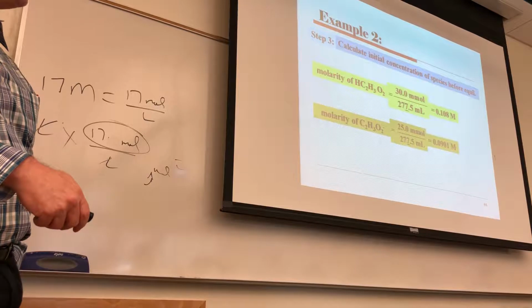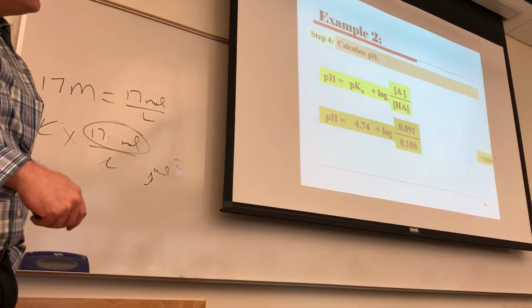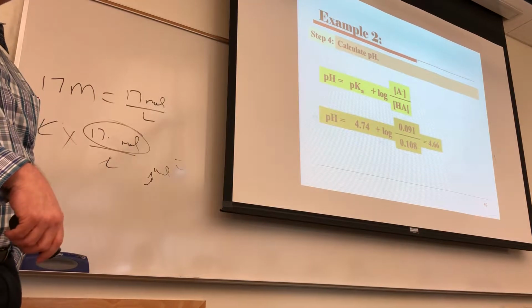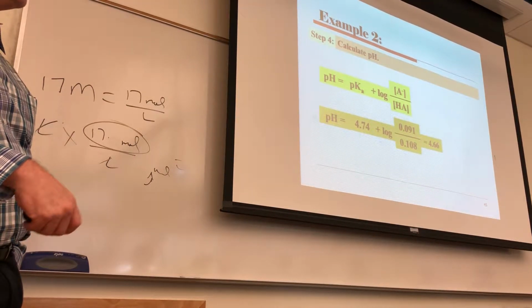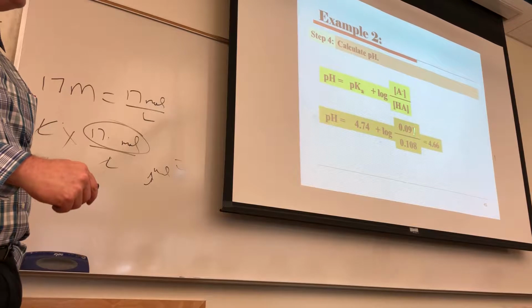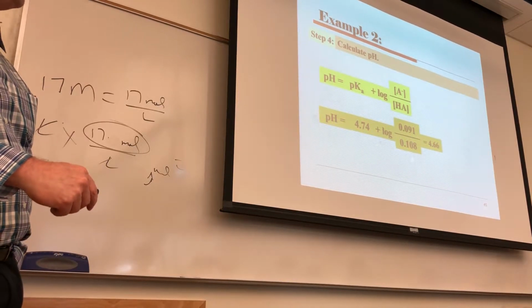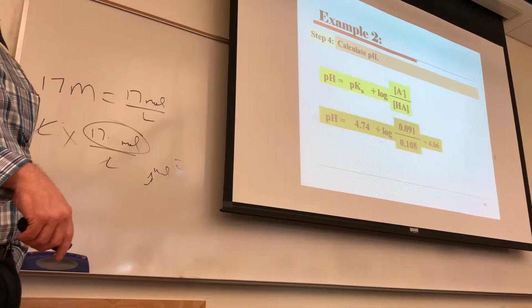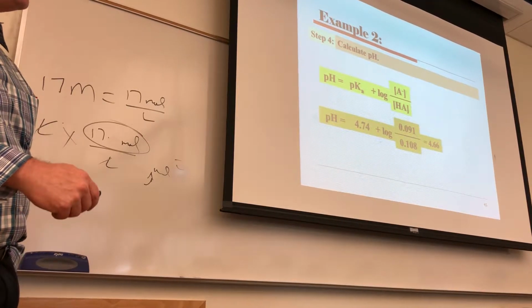4.83. So now I'm going to use the Henderson-Hasselbalch with those calculated concentrations here, and I get 4.66. So what happened? The pH went down. Right, because of the adjustment of the ratio of the base to the conjugate base to the weak acid, the denominator increased. Does that make sense? And did it go down a lot? No.